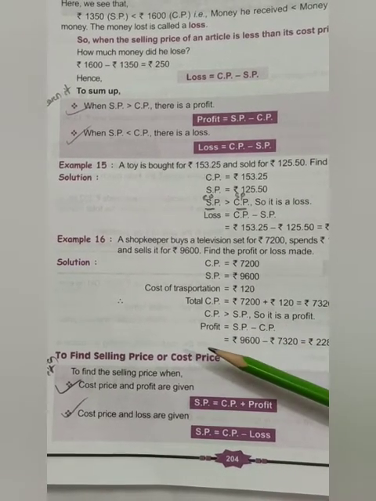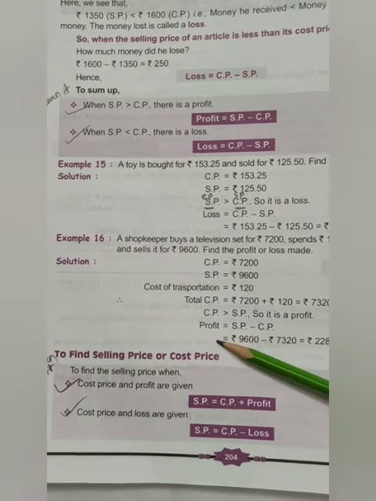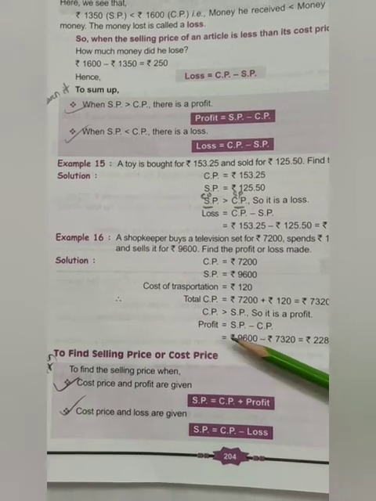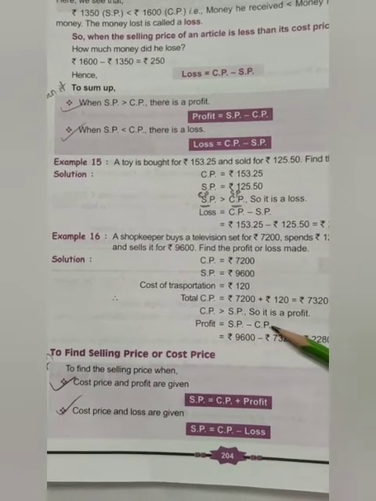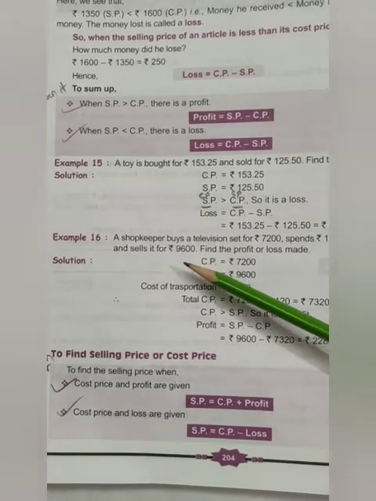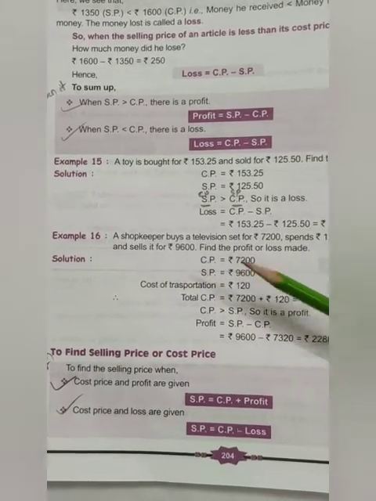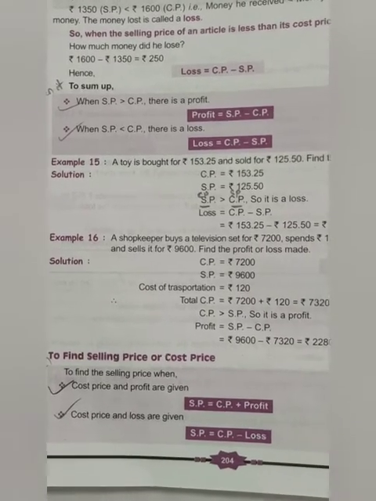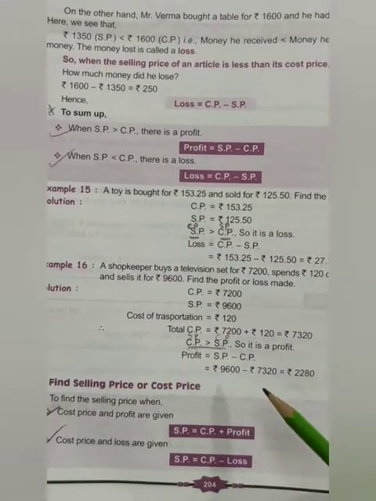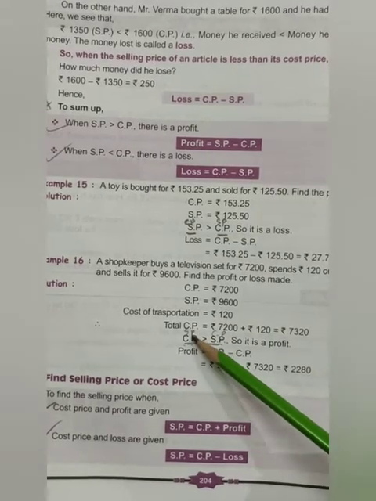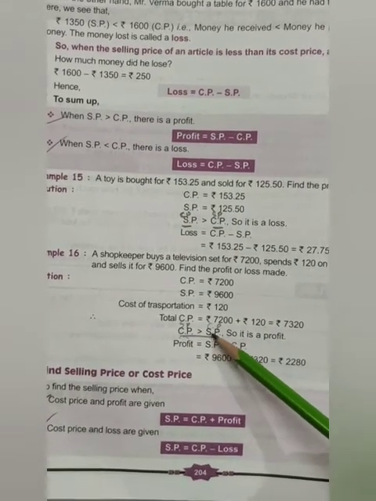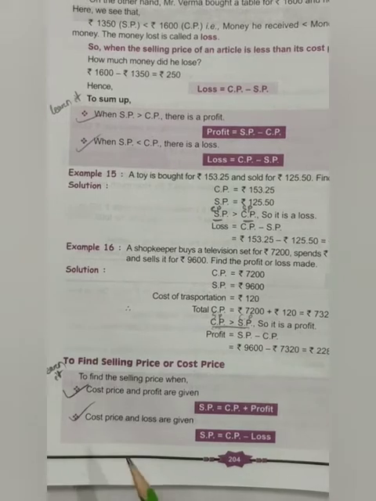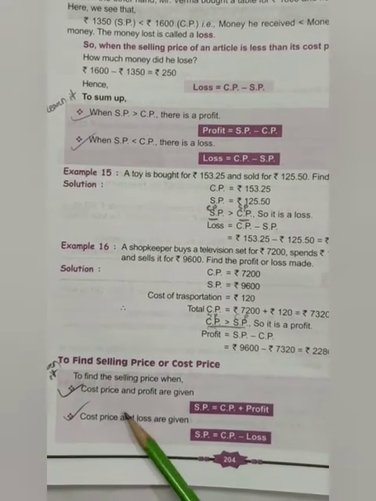So here CP, cost price, is greater than selling price. So here profit is equal to SP minus CP, that is 9,600 minus 7,320. Here again there is a printing mistake. Selling price is greater than cost price. Okay. Here two formulas are given.